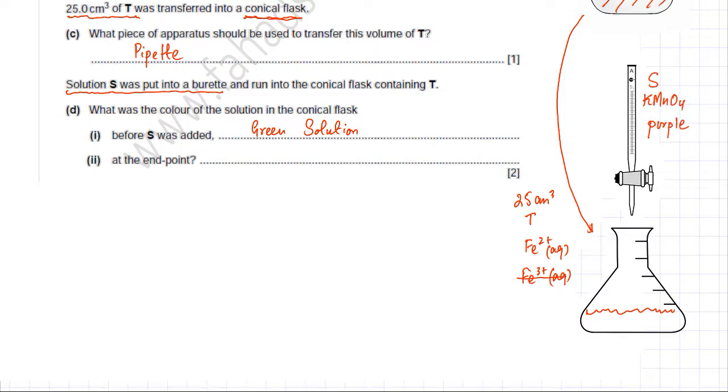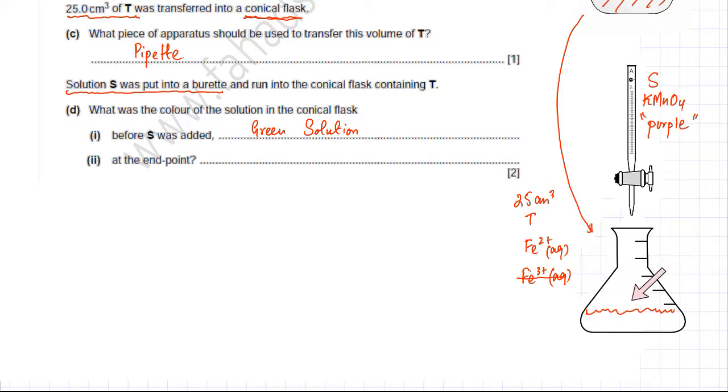When this purple KMnO4 is put into the conical flask, it reacts and changes into colorless. As long as the reaction is happening, you're adding KMnO4, which goes and reacts with the Fe2+ in this flask, and it goes colorless. The end point is reached when you add KMnO4 and there is no more Fe2+ in the flask. All the Fe2+ has reacted, so the purple KMnO4 has nothing to react with.